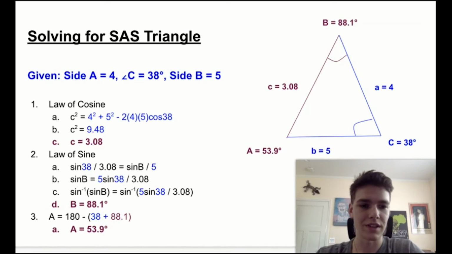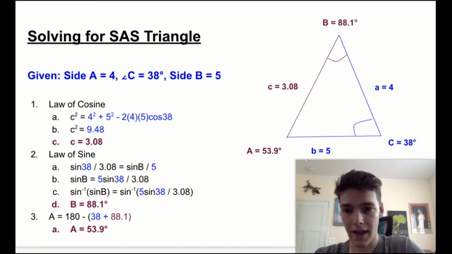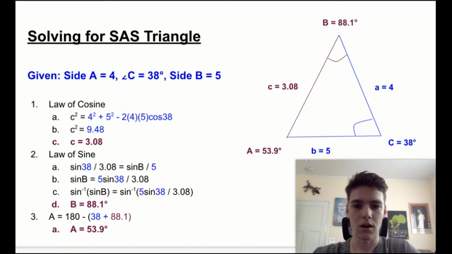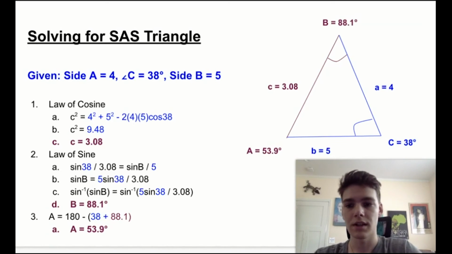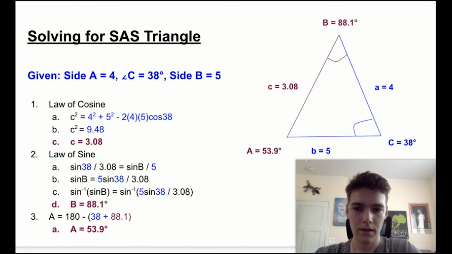So this is done in our scenario as we plug in our values. So sine of 38 over 3.08 equals sine B over 5. So the first step here is to isolate sine B, because that's what we're solving for. So we would multiply by 5. So it would be sine B equals 5 sine 38 over 3.08. So now after doing these computations, we would get B equals 88.1 degrees.